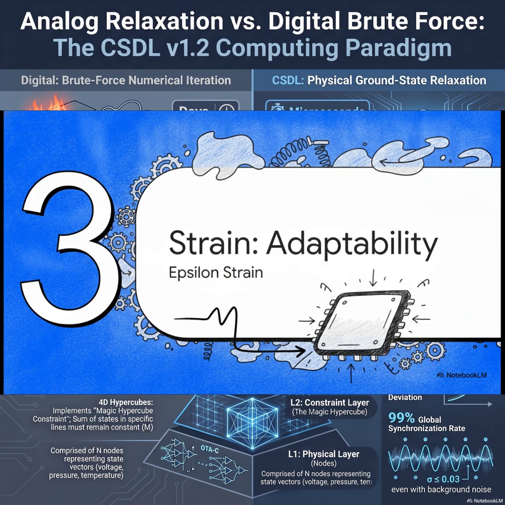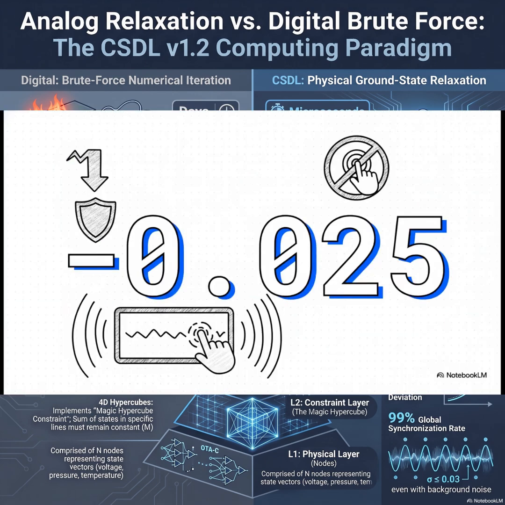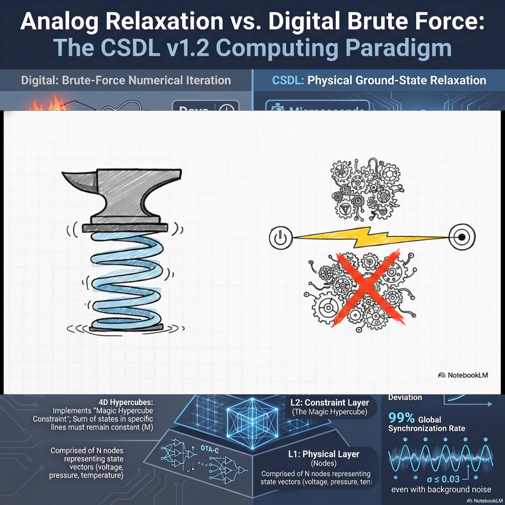On to Section 3. Let's look at how the system adapts to its environment through epsilon strain sensitivity. Here, we see a value of negative 0.025. What does that mean? Well, a negative value means that when the screen gets physically pressed, it actively lowers the equivalent capacitance. It's basically a genius active defense mechanism that compresses the signal to prevent false triggers. So the screen essentially yields first and then stabilizes.